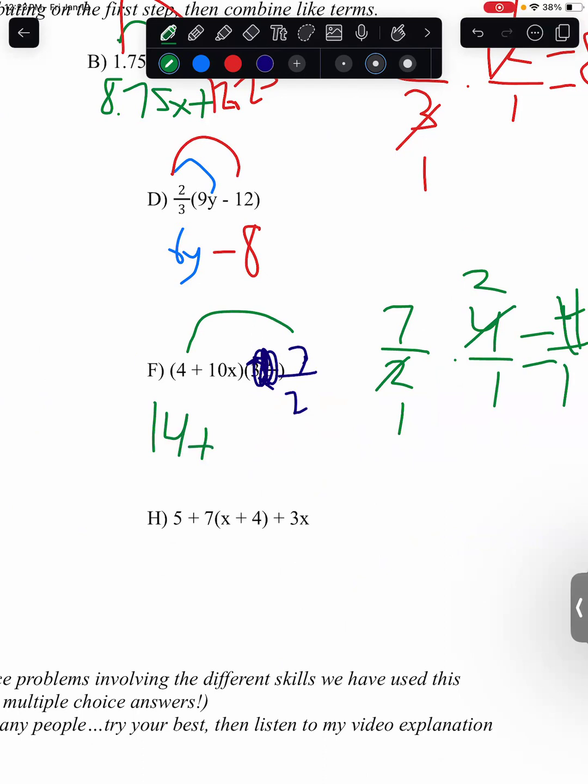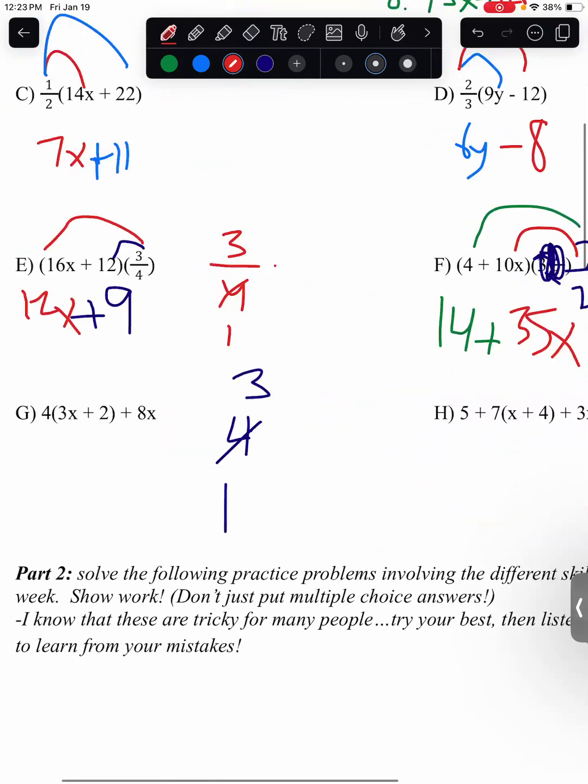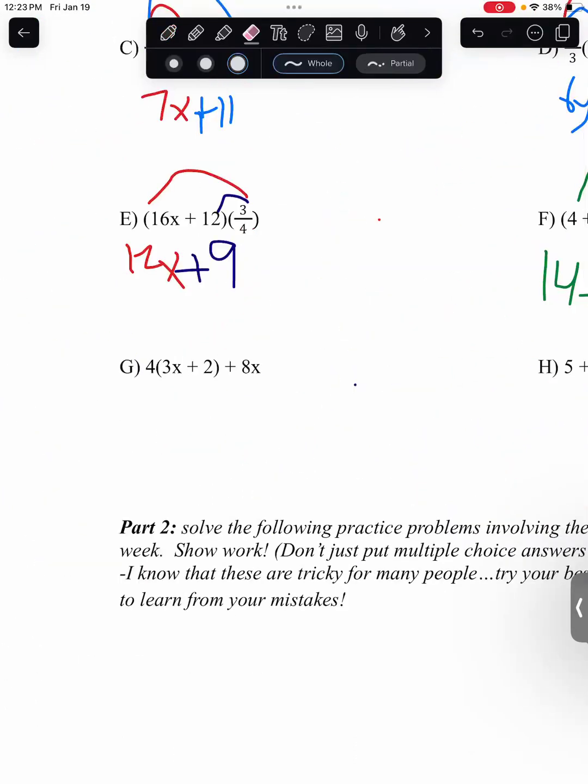Now we got 7 halves times 10x. So 7 halves times 10 over 1. So this is 1. That's 5. So that's 35. You would have got 70 over 2, which is 35. All right, 35x. Don't forget the x. All right, 2 more of these.